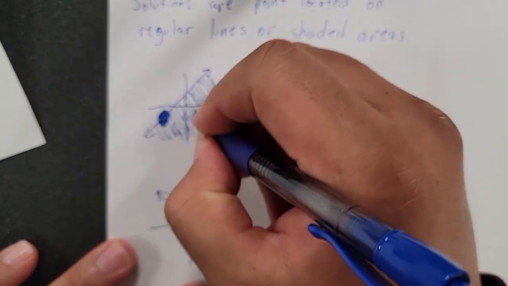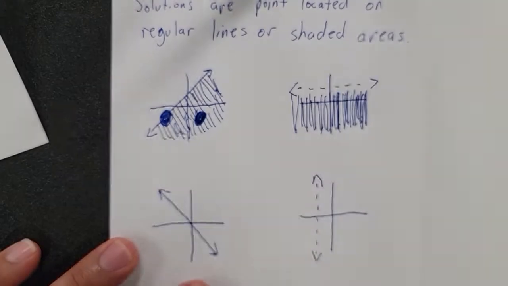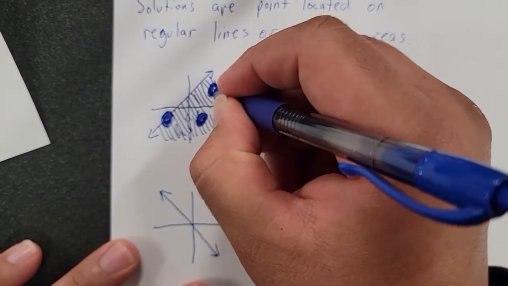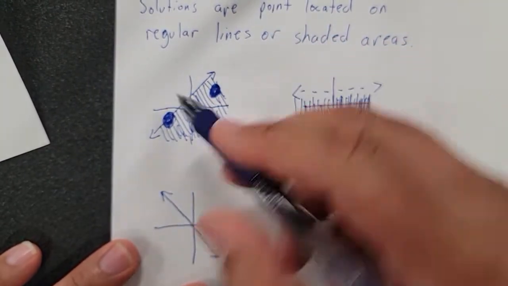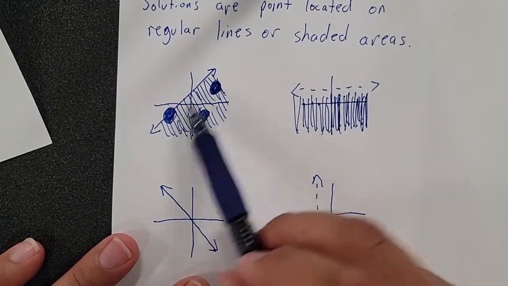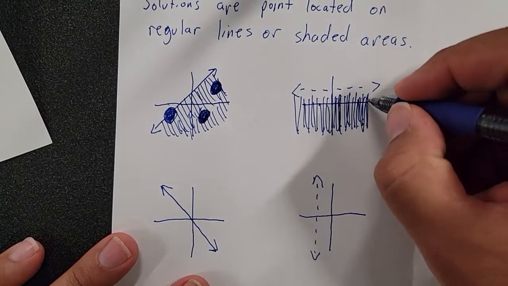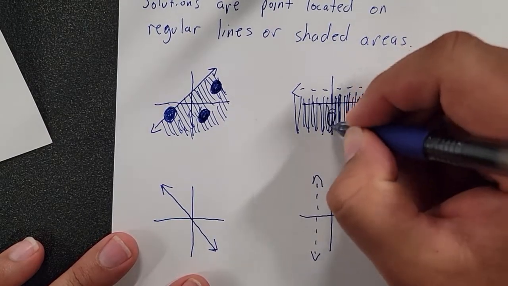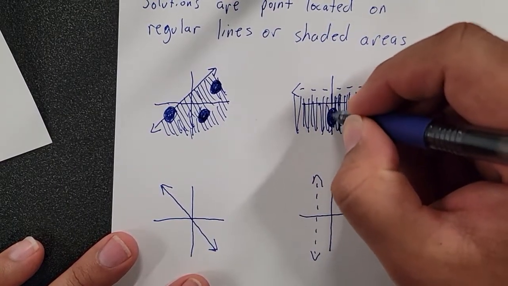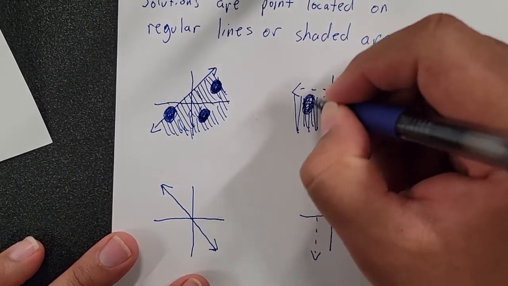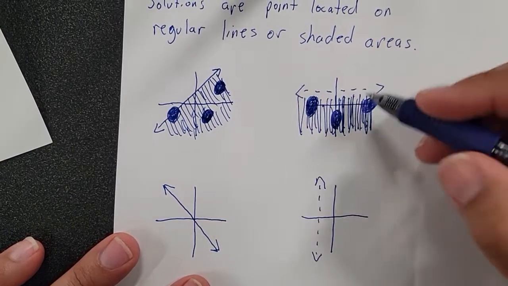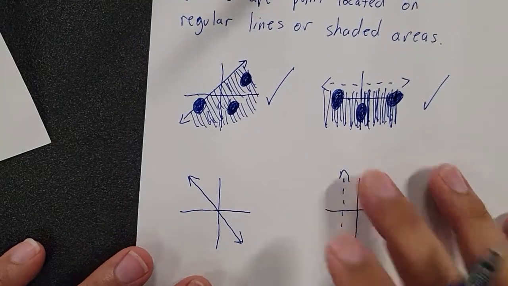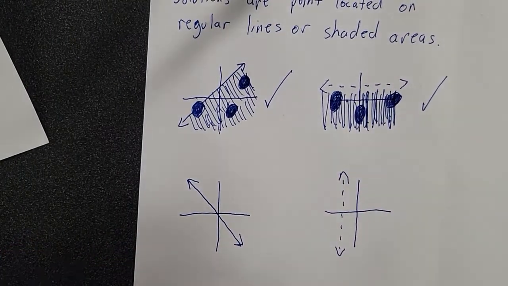Let's put another one over here. That looks like it's in the shaded area. So this is an example of what the answers look like whenever you have a regular line and it's shaded. Over here, I'm going to put some dots only on the shaded part. It can be on the x-axis, the y-axis, as long as it's in the shaded part. So both of these are good. Make sure you understand what that means.